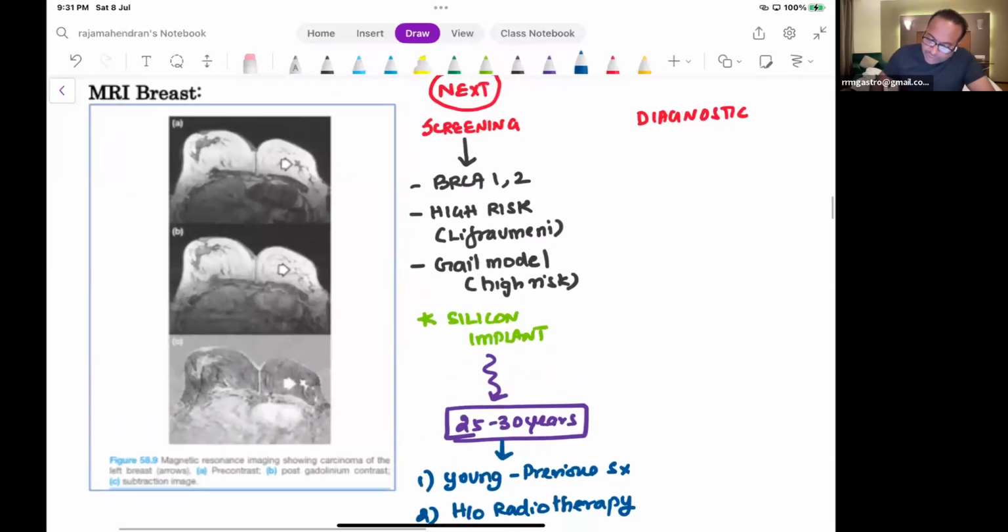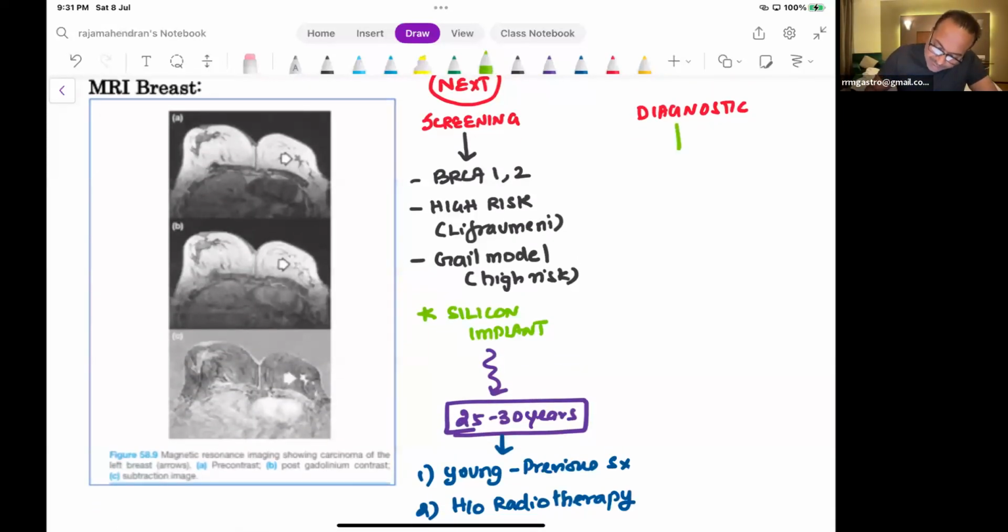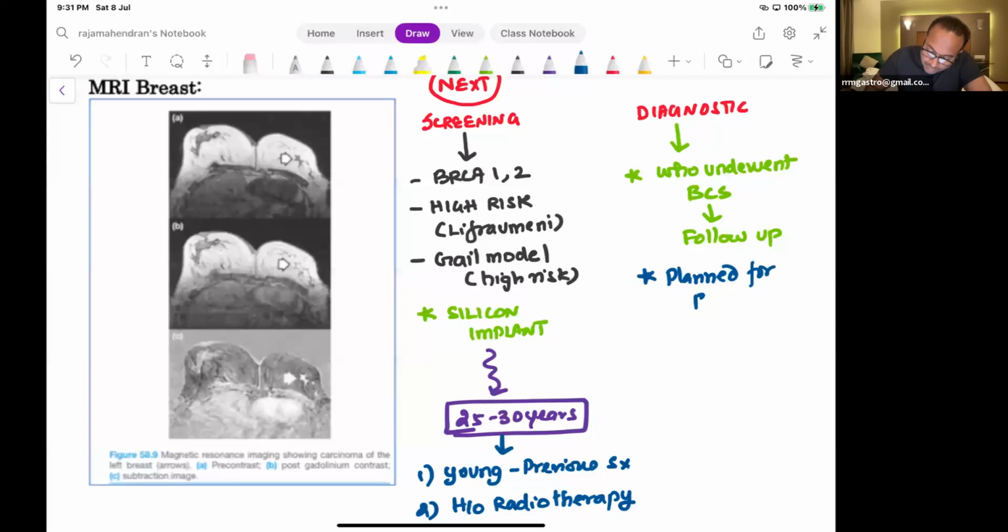And in diagnostic, what all will come in diagnostic? Please remember, a patient who underwent breast conservative surgery, we should follow up only with this. Follow them up for cancer recurrence. You should follow them only with this. And any patient who is planned for breast conservative surgery, I should always do this to rule out.